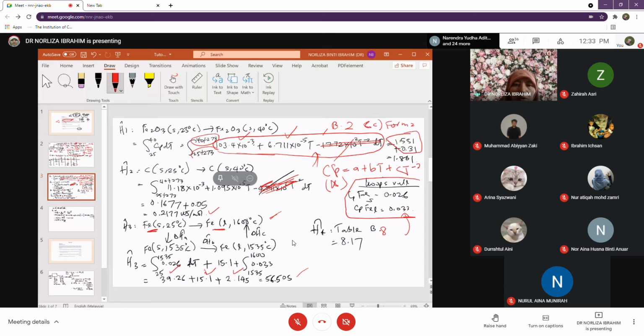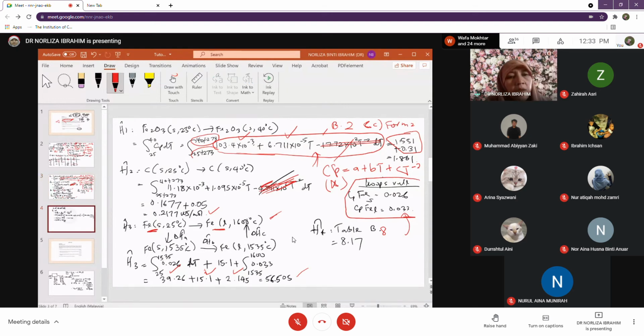H4 is for CO gas at 25 degrees C. As I mentioned, for gas, you can simply use table B8. Gas at 25 degrees C is the only choice that we have to solve the reactive. No other temperature can be selected. Only 25 degrees C, 1 atm. So you get 8.17. Let me confirm CO. Yes, 8.17.